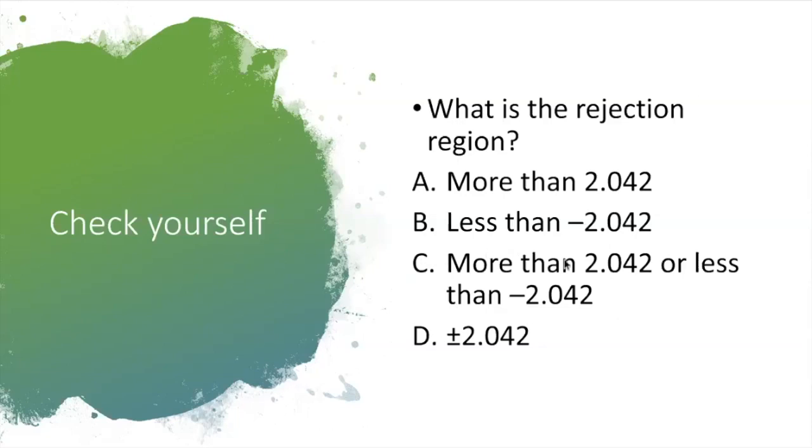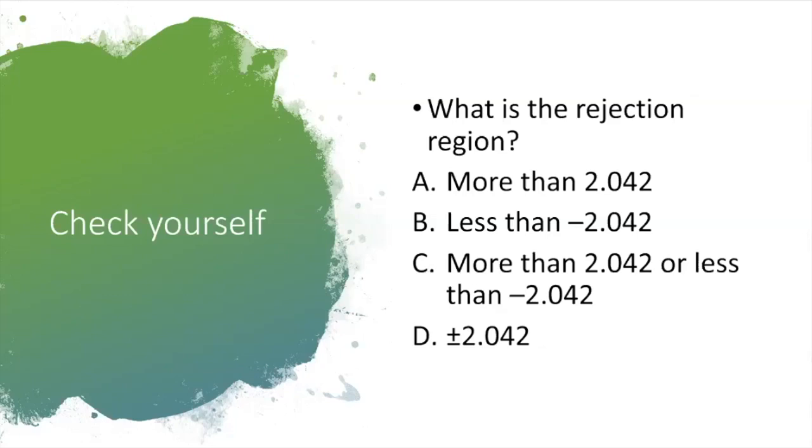more than 2.042 or less than negative 2.042. The reason I put this one here is I often see people defining their rejection region as plus or minus 2.042, and that's not a rejection region. Those are two numbers. So you're basically saying you only reject the null if you get exactly 2.042 or exactly negative 2.042. So while this is our critical T, it does not define our rejection region. The answer here is C. That defines our rejection region.